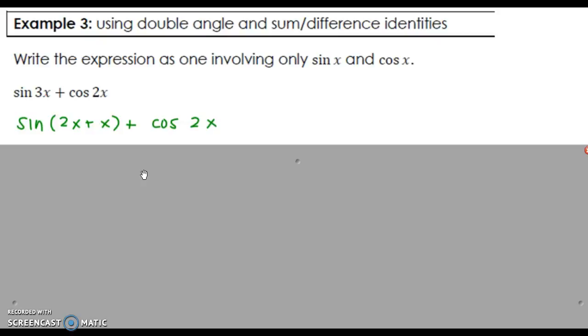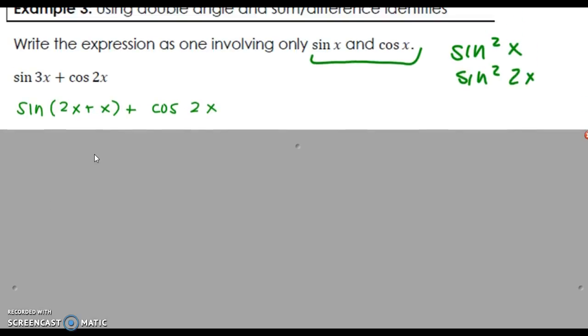For this last one, your job is to use double angle and sum and difference identities, so what we did the past 2 days, and you're going to rewrite this expression so it's just sine of x and cosine of x. Now when they say just sine of x and cosine of x, they don't care if it's sine squared of x. They would care if it was sine squared of 2x. So kind of keep that in mind as you go.